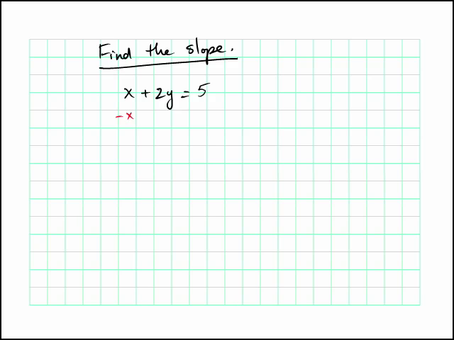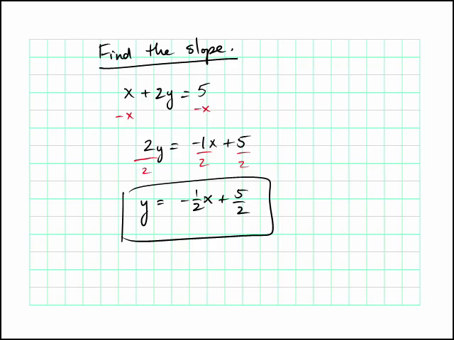So we'll subtract x from both sides, which will give us 2y equals negative 1x plus 5. And then we divide everything by 2. Divide by 2, divide by 2, divide by 2. Y equals negative 1/2 x plus 5/2. Alright, there's our line in slope-intercept form. And this number right here is our slope. So our slope is negative 1/2.